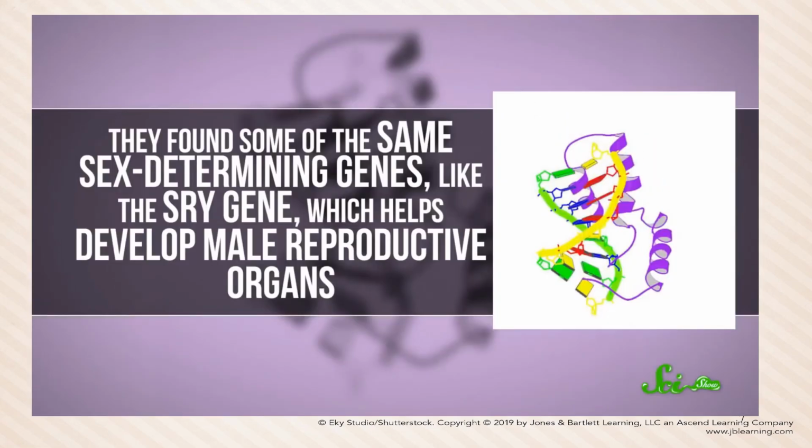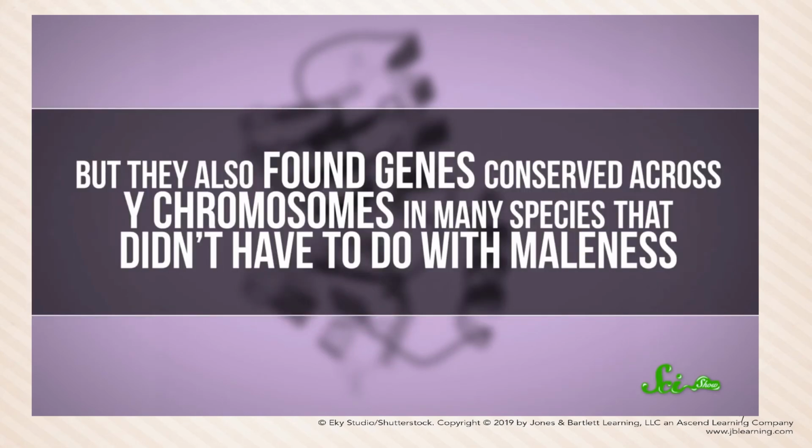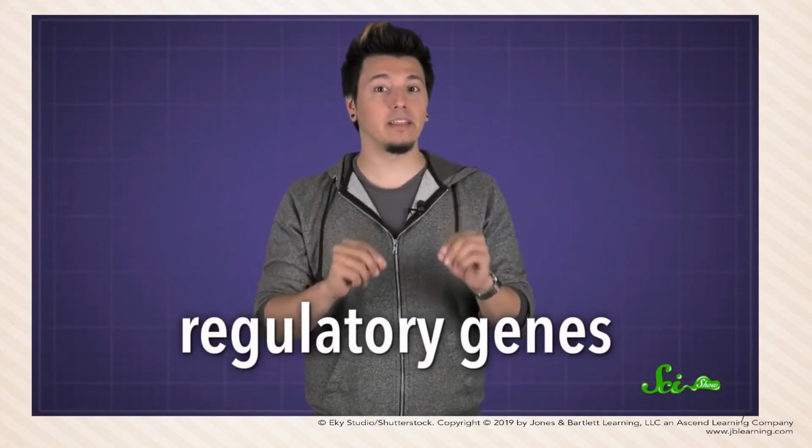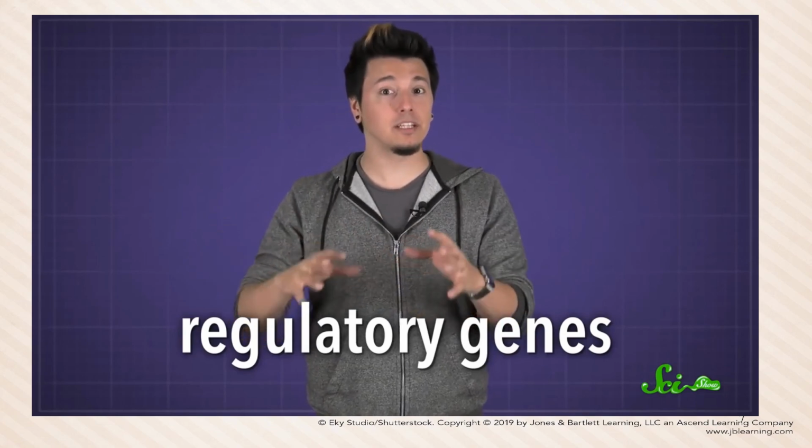Many researchers think that this decay seems to have leveled off in most mammals, including humans, over the past 25 million years or so. For example, 2 studies in 2014, one by MIT researchers and one by Swiss scientists, analyzed Y chromosomes across 8 to 15 mammalian species. As expected, they found some of the same sex-determining genes, like the SRY gene, which helps develop all those male reproductive bits, but they also found genes conserved across Y chromosomes in many species that didn't have to do with maleness. These are regulatory genes, genes that regulate the expression of other genes by basically turning them on and off.